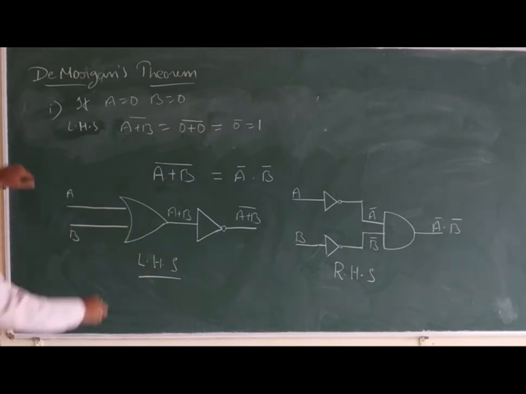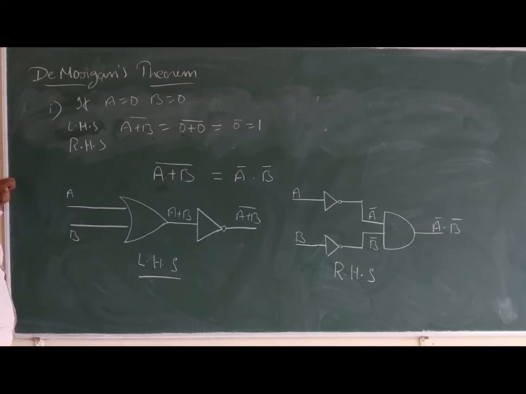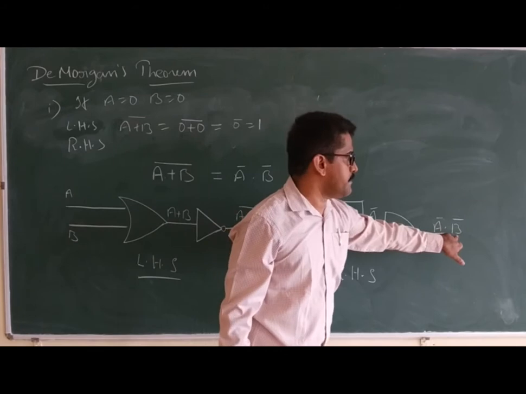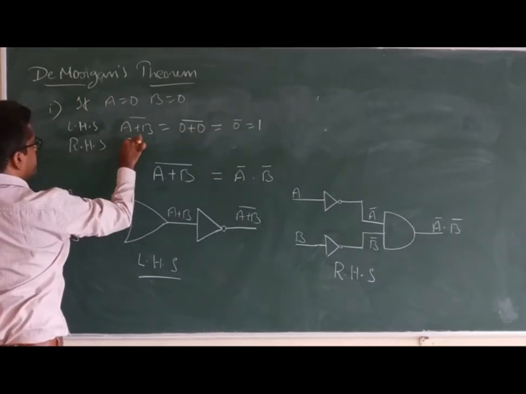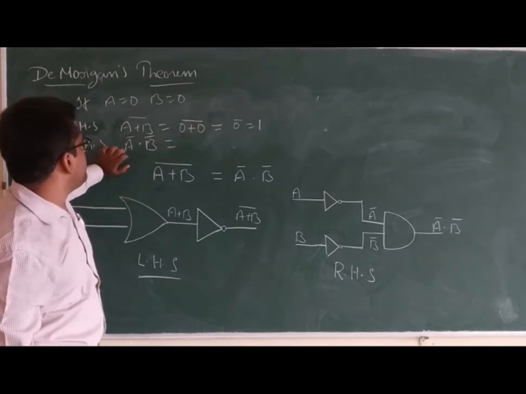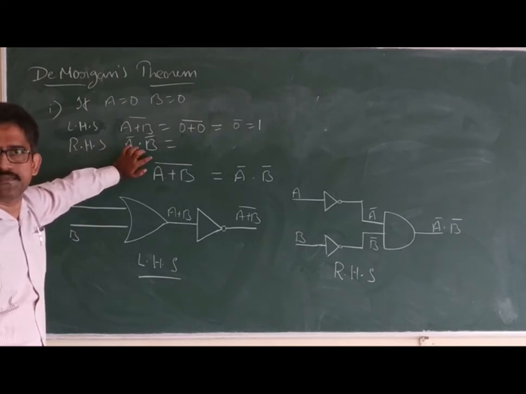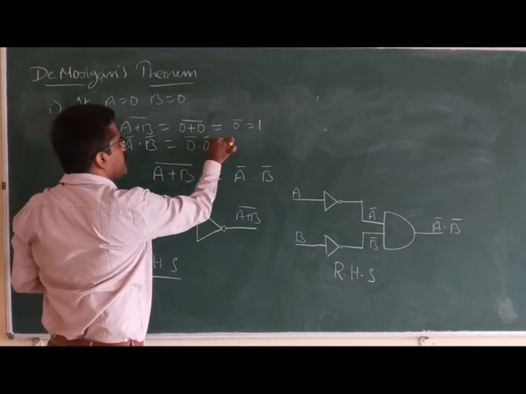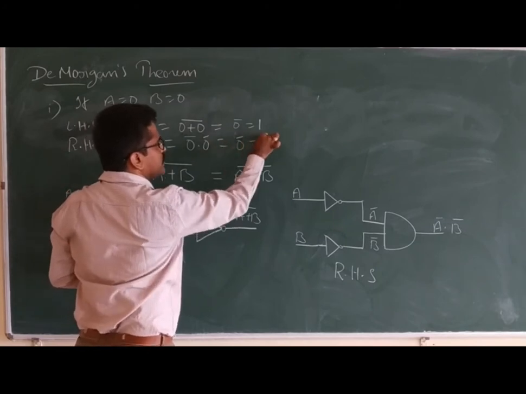Similarly, if you take the RHS, what is the output of RHS? A complement dot B complement. So A complement dot B complement is equal to, here see, we already took A is equal to 0 and B is equal to 0. So 0 complement dot 0 complement is nothing but 1 dot 1, which is equal to 1.